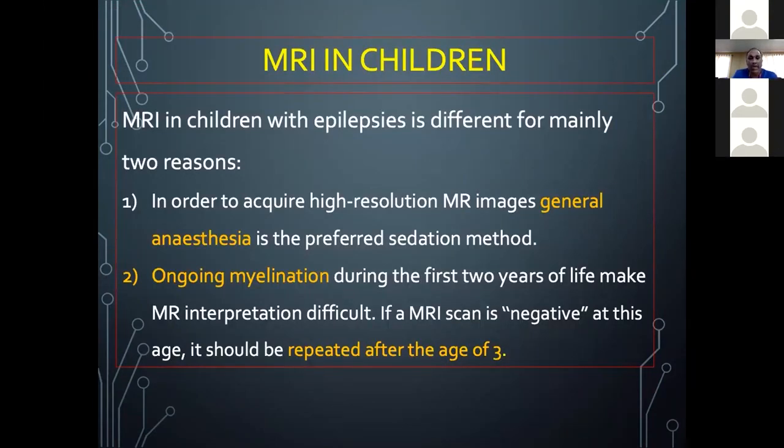It's difficult to scan children because they are obviously not going to cooperate as adults do, so general anesthesia may be required. And because of the ongoing myelination process, it may make MR interpretation difficult. So it's better to repeat the studies after some time if the child undergoing an MRI is in the stage where myelination is ongoing.